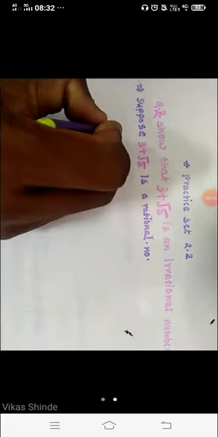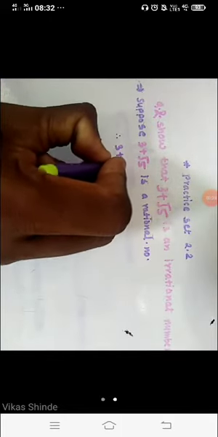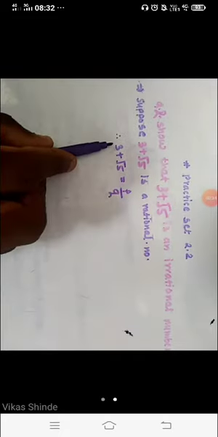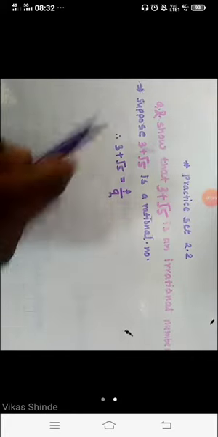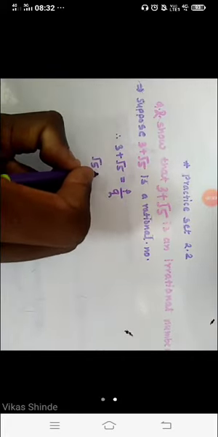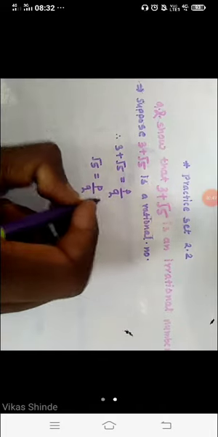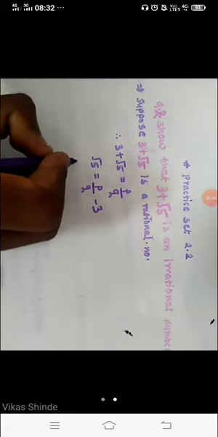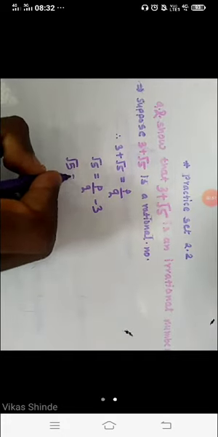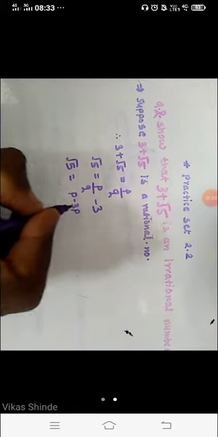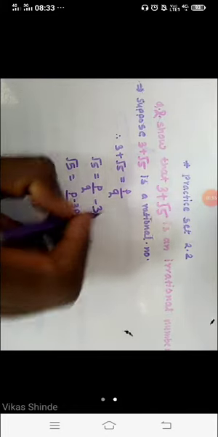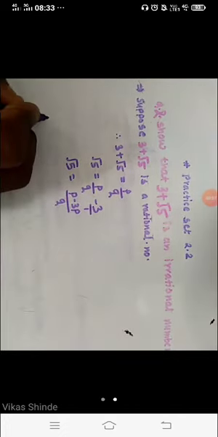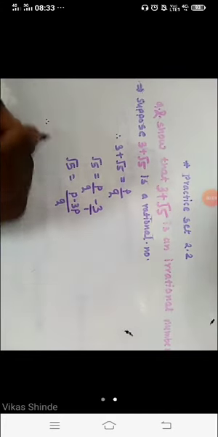Now we write 3 plus under root of 5 is equal to p upon q. Next we shift that 3 to this side, so only root 5 is left, equal to p upon q minus 3, because this 3 is plus, and if you shift it, it becomes minus. Now under root of 5 is equal to p minus 3q upon q, taking the LCM by cross multiplication. We get it this way, and this is our equation.